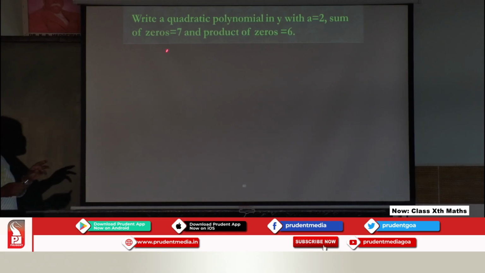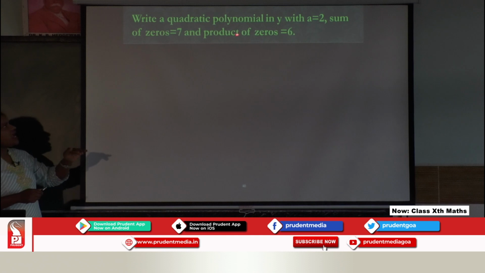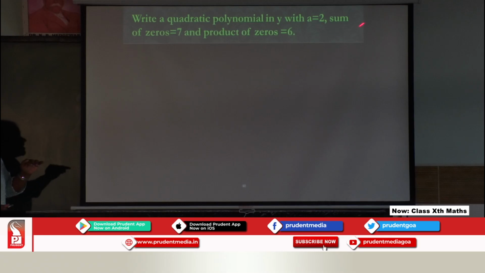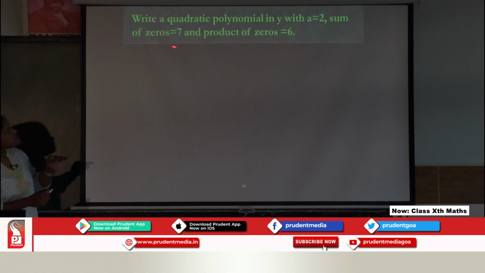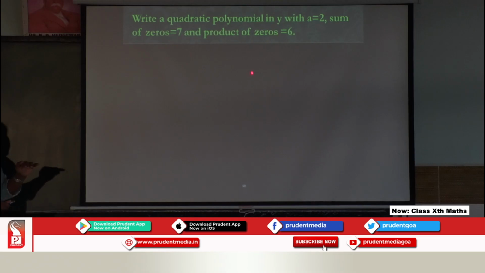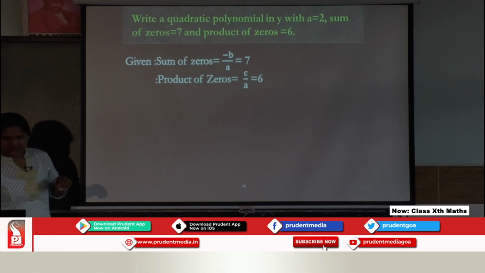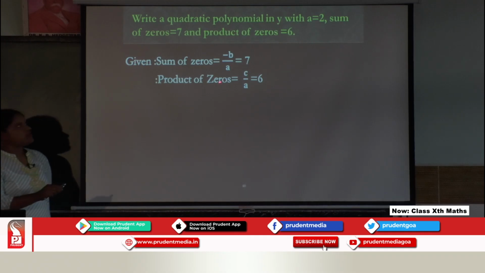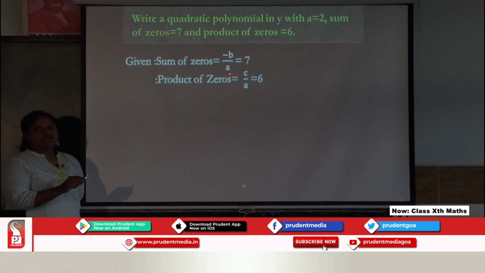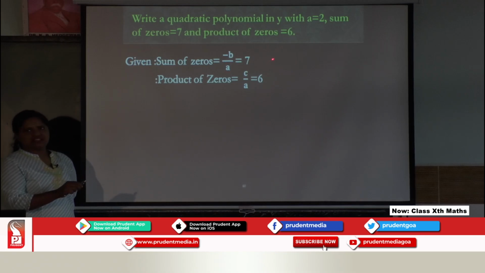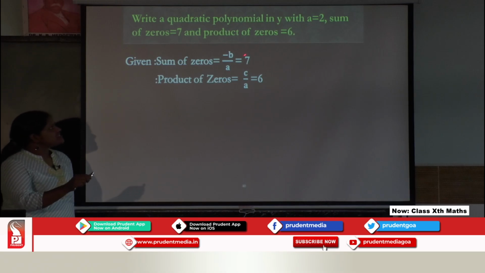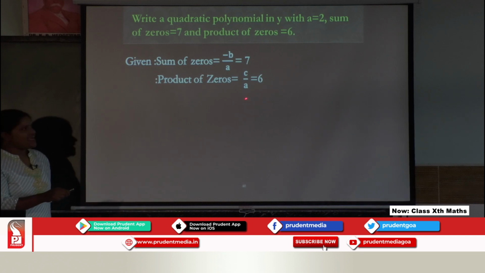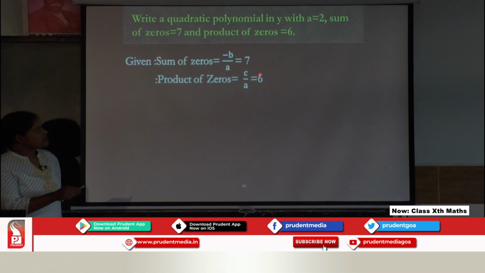So they have mentioned that the polynomial should have the coefficient of x square as 2. Sum of zeros is 7 and product of zeros is 6. So this time sum and product are given. Let us start our problem by using these two pieces of information, sum is 7 and product is 6. What is given? Sum of zeros, which is negative b upon a, is given as 7. Also, product of zeros, which is c upon a, is given as 6.